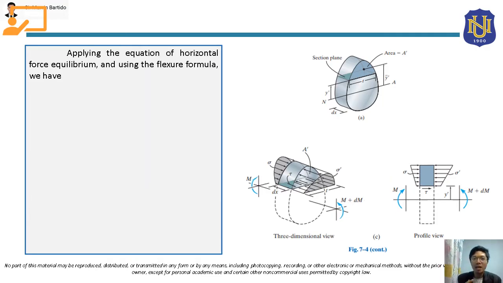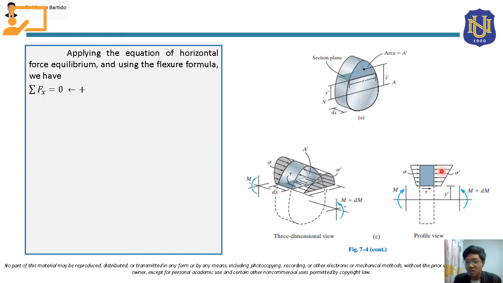Okay, so applying the equation of horizontal force equilibrium and using the flexure formula, we have the summation of forces horizontal, or Fx, equal to 0. Our assumption here, class, is positive for forces that are directed to the left. Okay, so from this system, class, we are going to sum up the forces here.